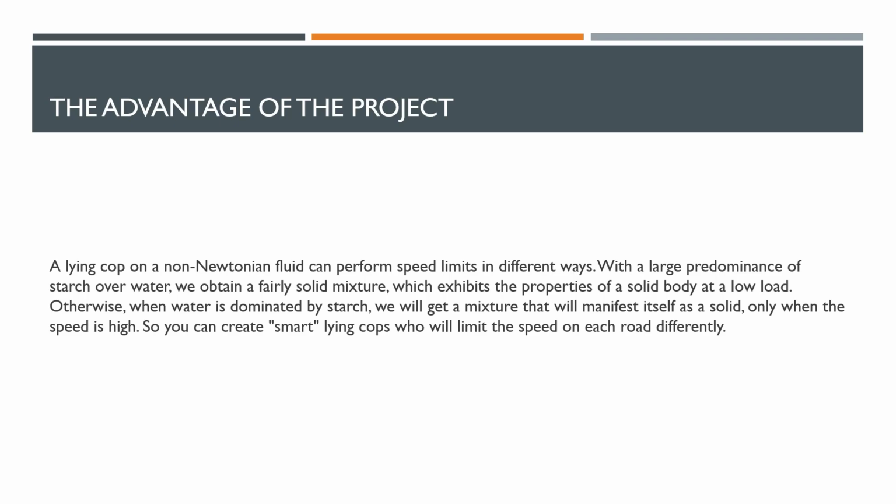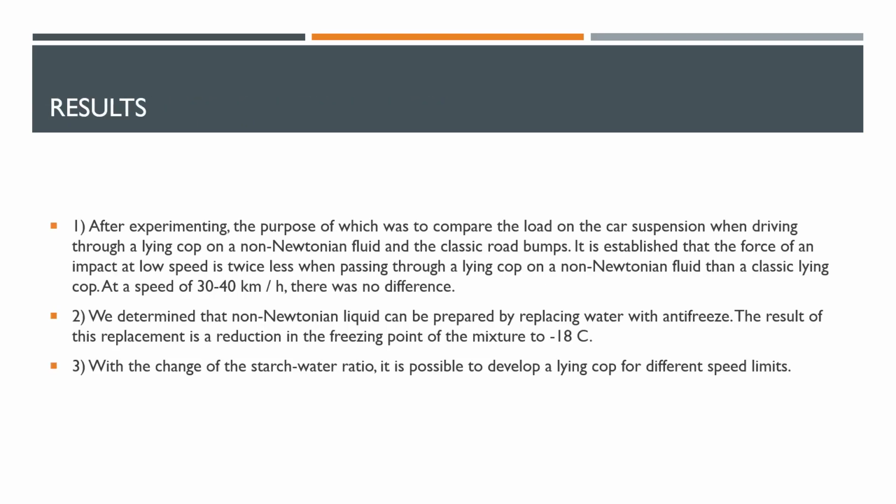A line cop of non-Newtonian fluid can perform speed limits in different ways. With a large predominance of starch over water, we obtain a fairly solid mixture, which exhibits the properties of a solid body at a low load. Otherwise, when water dominates over starch, we will get a mixture that will manifest itself as a solid only when the speed is high. So we can create smart line cops, which will limit the speed on each road differently.